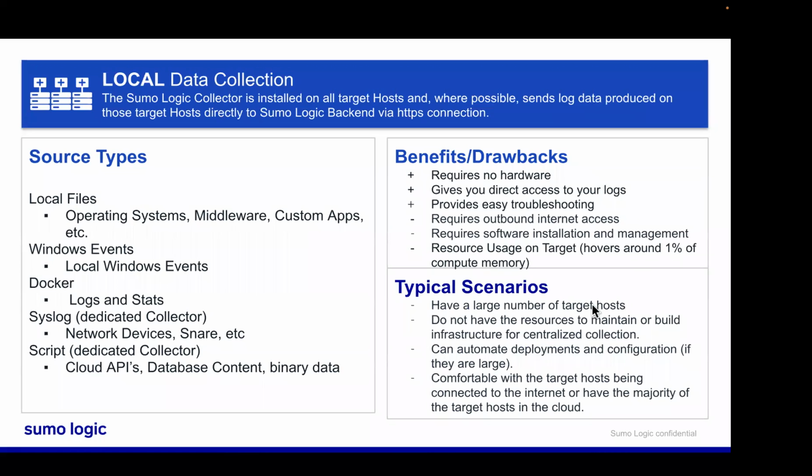The local data collection, where we have a collector on multiple machines here. Let's say we're collecting our operating system, our middleware, maybe some network devices or some of our database content, some binary data, whatever those source types are. Again, some of the drawbacks of installing a collector on multiple machines: it requires no hardware. So again, that's a benefit.